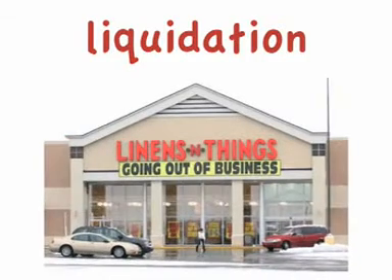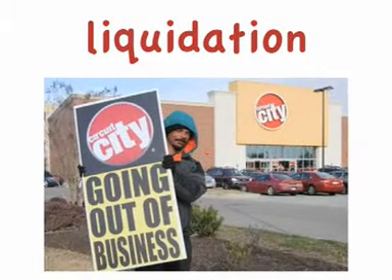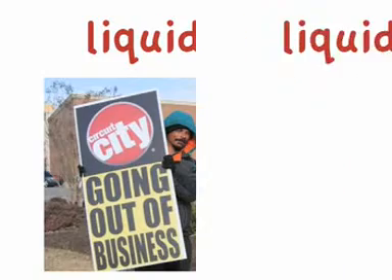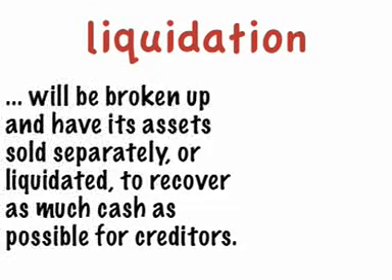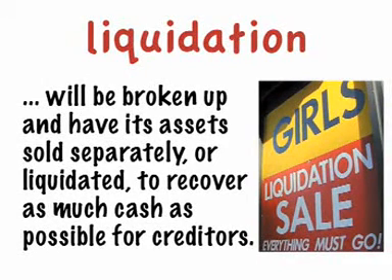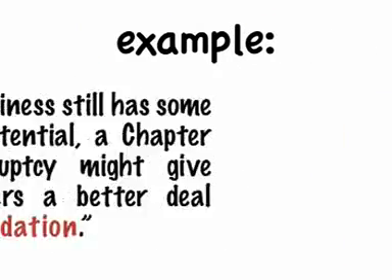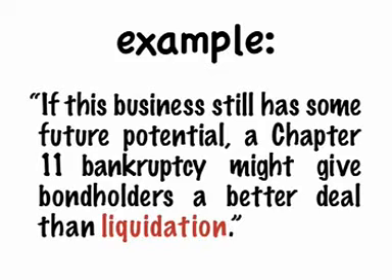Liquidation. Liquidate. A company that goes into Chapter 7, also known as going into liquidation, will be broken up and have its assets sold separately or liquidated to recover as much cash as possible for creditors. If this business still has some future potential, a Chapter 11 bankruptcy might give bondholders a better deal than liquidation.